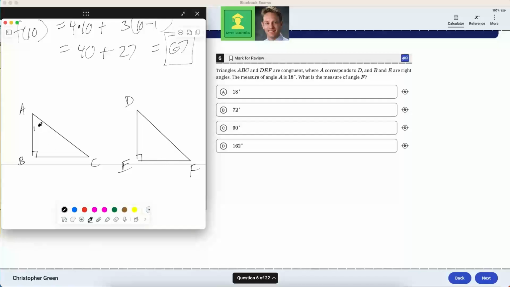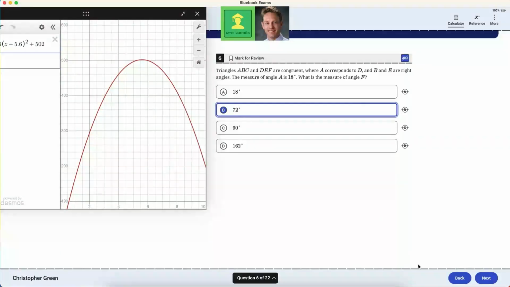The measure of A is 18 degrees. What is the measure of angle F? So if this is an 18, of course it has to be 18 plus 90 plus the unknown down here, adding up to 180. So this is a 72. And then of course, if these are congruent, then F as in Frank is the same as C as in cat, which is just 72.